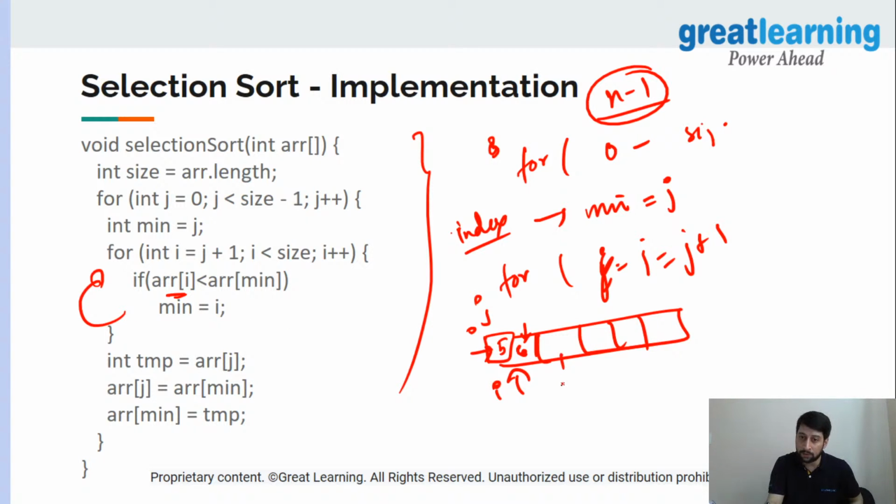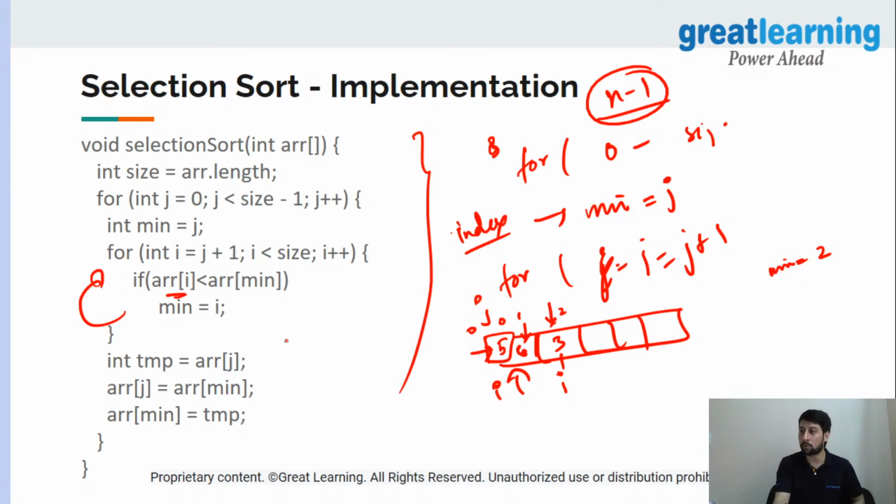Now I will be here. This time around, this is 3, which is obviously less than the minimum. Now this will be our new minimum, and we will be storing not the element but the index. So what will be the index of this? This will be 2. Done.